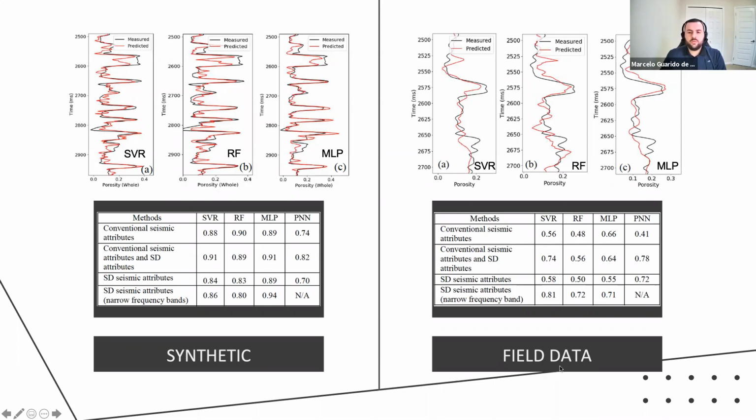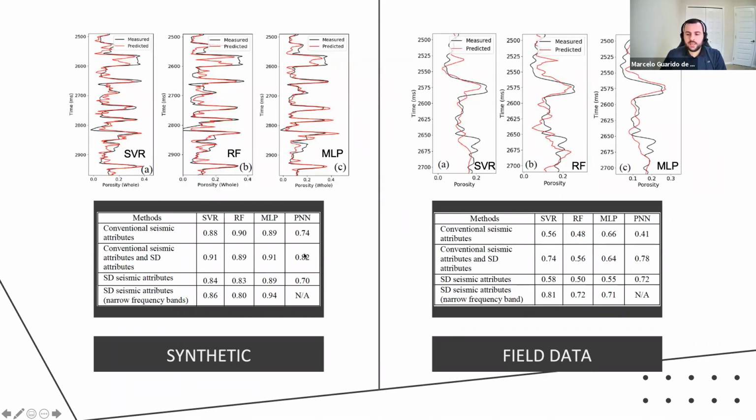When they go for the field data, trying in the same way, now the spectral decomposition with narrow frequency band worked better for all the models. And now the best model in this situation is the support vector regressor, apparently.